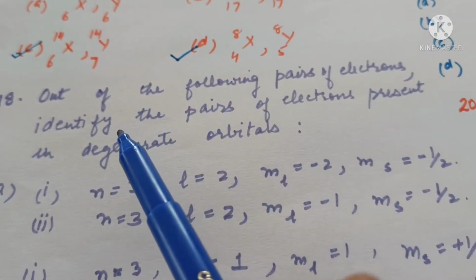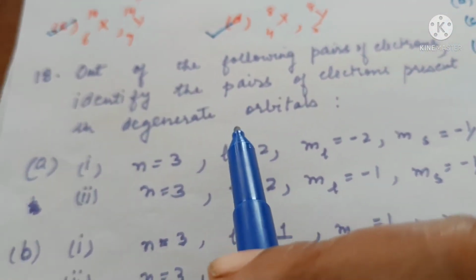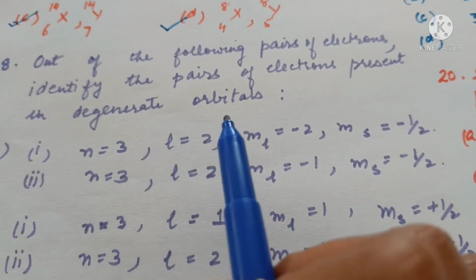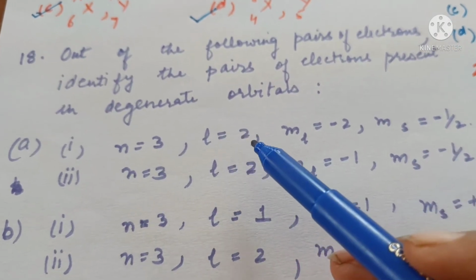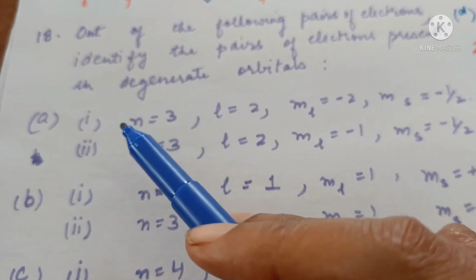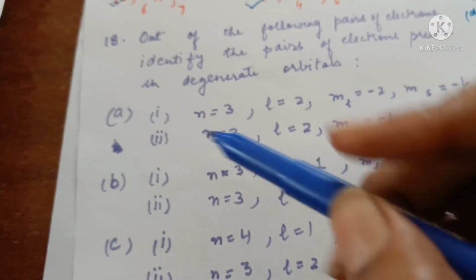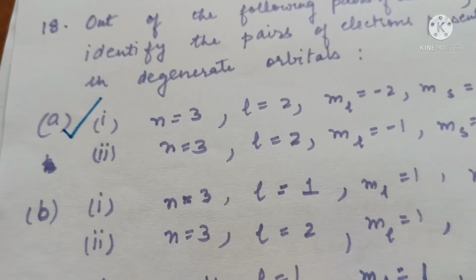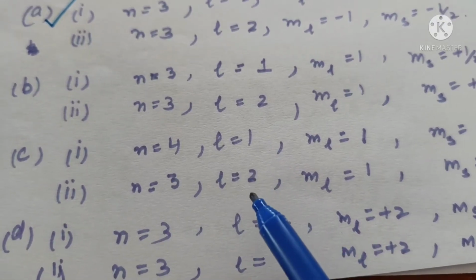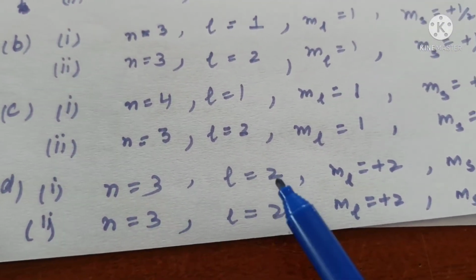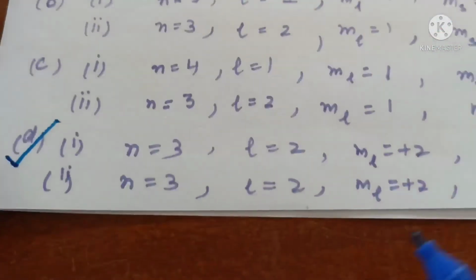Out of the following pairs of electrons, identify the pair of electrons present in degenerate orbitals. Electrons present in degenerate orbitals have the same energy, the same principal quantum number and azimuthal quantum number. So in the first option, N and L have the same values, 3 and 3 and 2 and 2. So this is correct. This does not have the same value. This does not have the same value. These have the same N and L values. So option D also has degenerate orbitals.